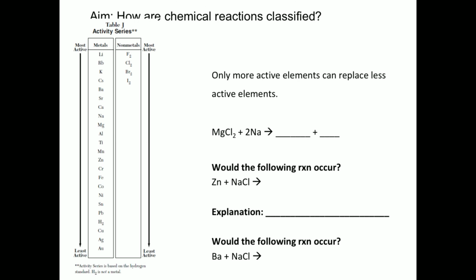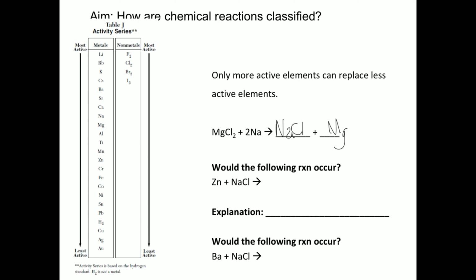So here we can look at magnesium and sodium. Now sodium is by itself and it wants to replace magnesium, because if sodium replaces magnesium, sodium can become an ion with a stable noble gas electron configuration. Since sodium is more active than magnesium, this chemical reaction can occur. So sodium will kick magnesium out and take magnesium's partner, chloride.